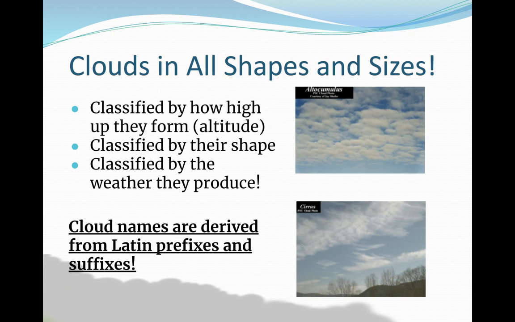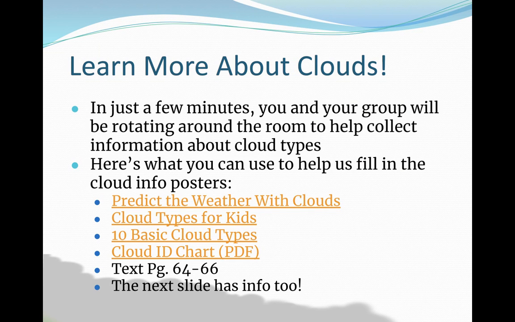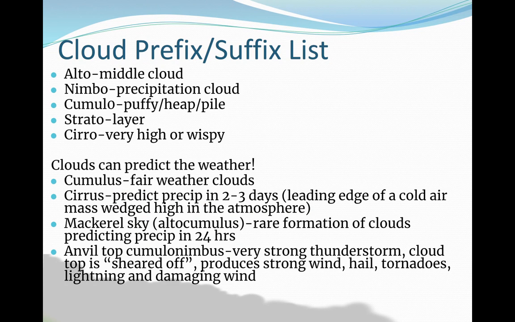And a lot of cloud names have either Latin prefixes or suffixes. So if you can get to my slideshow, there's some links to help you learn more about cloud types. You can learn the different suffix meanings. So alto means middle. That's a common prefix that's used. And sometimes the word can even tell us about what kind of weather they're producing. So for instance, the word nimbo means precipitation.